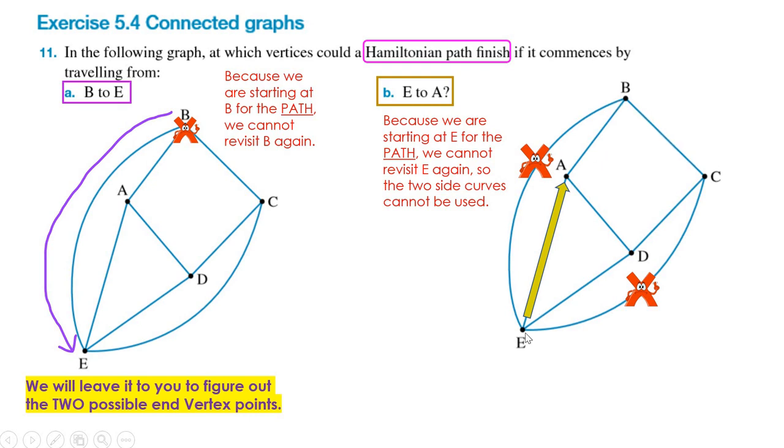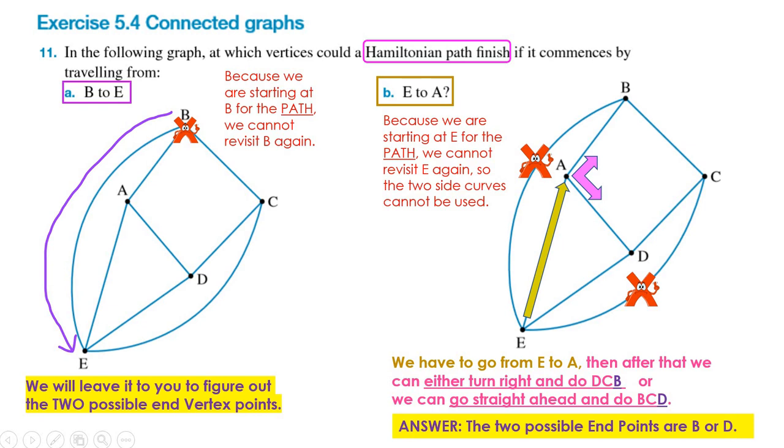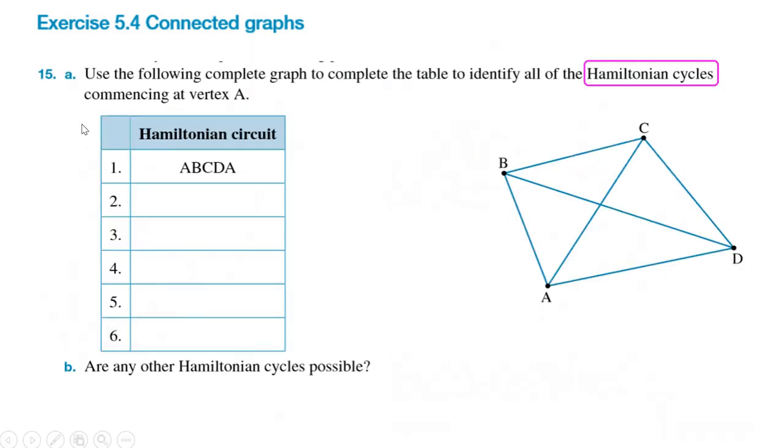All right, so that sort of gives you a clue that you're only using these 4 in here to finish off. So another clue on that is that when we get to A, we've got 2 choices. We can either go straight ahead up to B and finish off, or we can take a right-hand turn and go to D and finish off visiting all the vertices. So you can turn right and then you do D, C, and B, so you're finishing at B, or if you go straight ahead, you're going to go B, C, D, and finish at D, all right? So that's sort of how those ones work. So the answer is the 2 possible endpoints are going to be B and D, but we'll let you try and work out the 2 possible endpoints on part A.